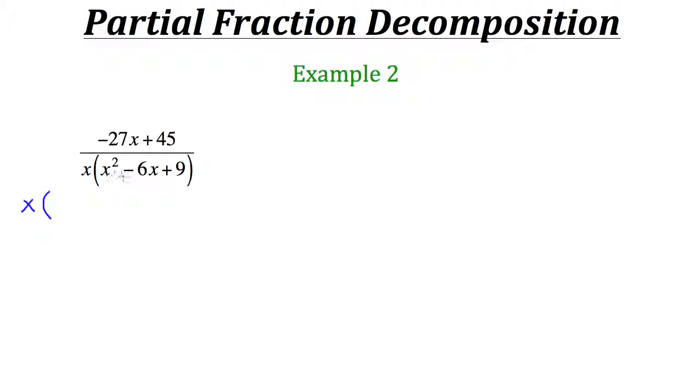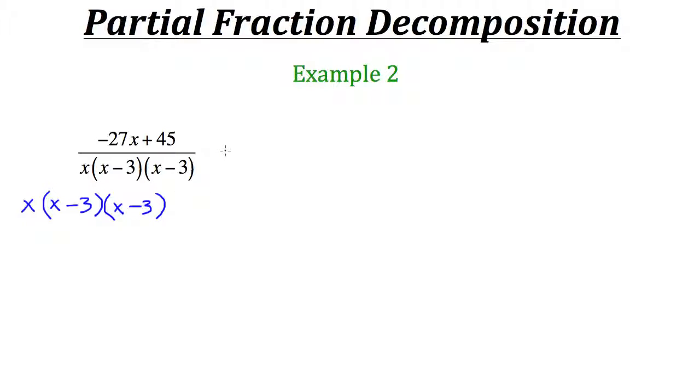When we take x squared minus 6x plus 9 and factor it into two binomials, we'll get x minus 3 times x minus 3. Now you'll notice with this case that one of our factors are repeated. Now when this happens, there will be a slight difference in our setup. When we write out our partial fractions, we'll need to use repeated factors the same number of times as they're repeated.